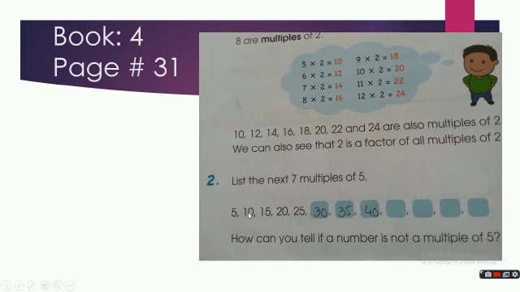So it's 5 1s are 5, 5 2s are 10, 5 3s are 15, 5 4s are 20, 5 5s are 25, then 5 6s are 30, 5 7s are 35 and 5 8s are 40. So by following the same pattern, find out the rest of the multiples of 5 by yourself.